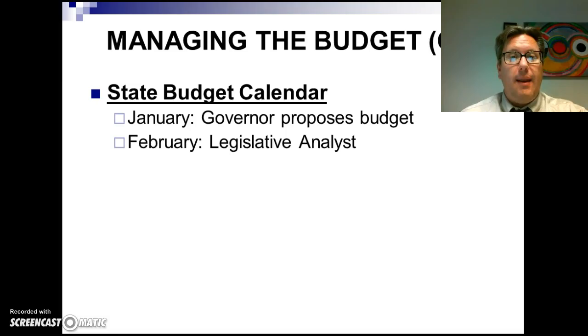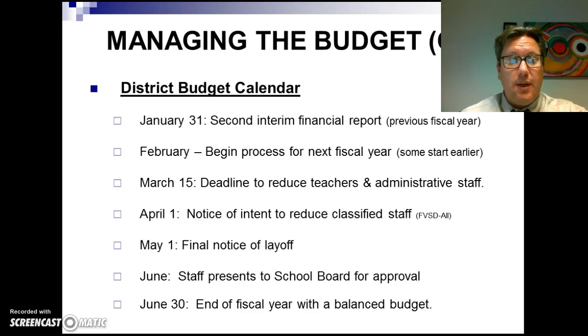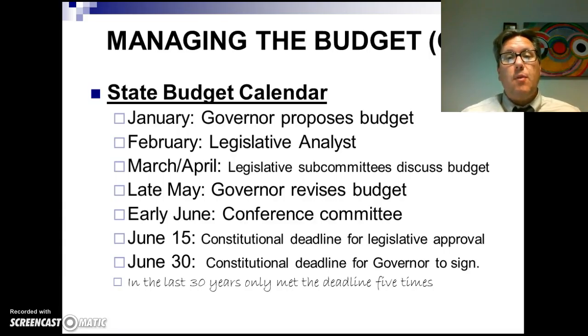So there's a calendar that is established for a school district, and that calendar pretty much goes in January. The governor proposes a new budget. All districts wait and hear what the governor is allocating to the K-12 sector, as well as the universities will listen for that too. The legislative analysis will be done in February to determine if it's a solvent plan, as well as the legislative subcommittee start discussing what's really applicable and what's not applicable. With May, the governor revising his budget to say, this is what I expect now, and then conference committee comes into play to say, do they agree with it? And then it's the deadline of June 15th that they must approve the budget, with the governor signing it on June 30th.